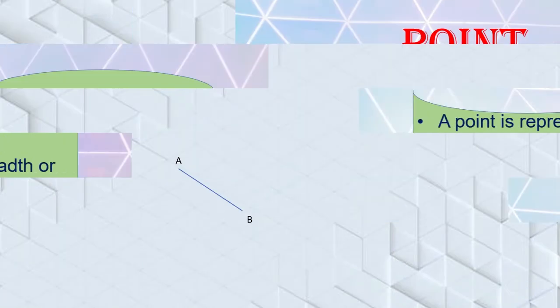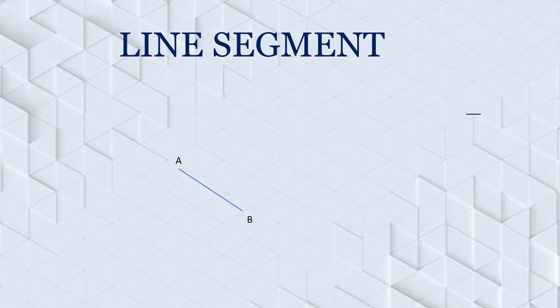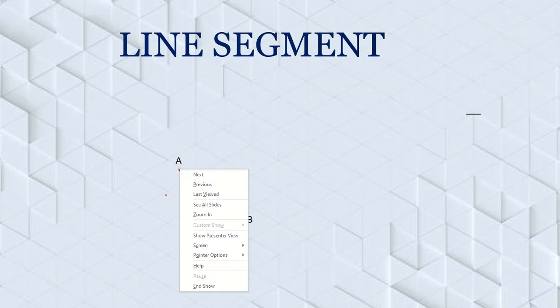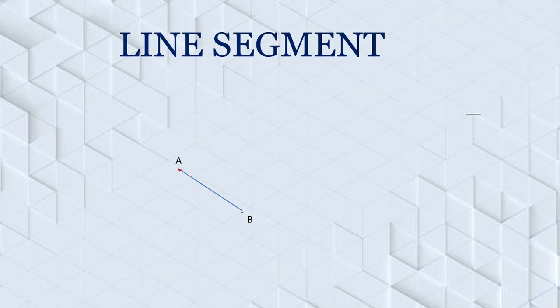Next is about line segment. As you can see here, this AB has two fixed points. The first one is A and another one is B. So A and B are two fixed points here, and this one is considered a line segment. And you can measure the length of this AB. A and B are fixed points and these are endpoints. So this one is a line segment.